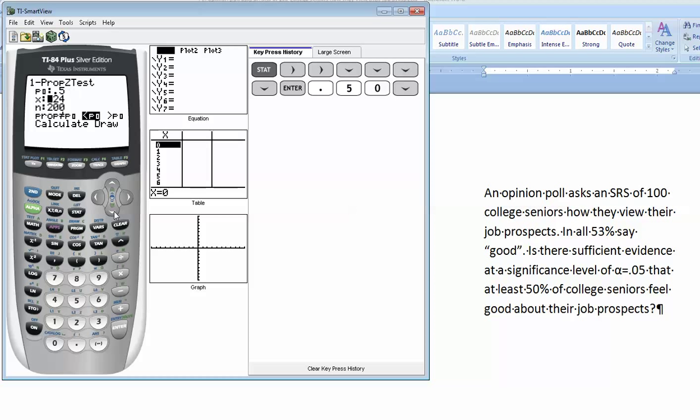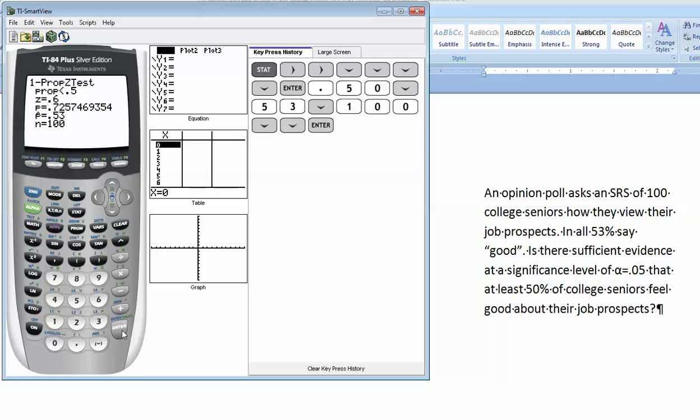x, when we go down there, is how many of what we call successes we had. 53 out of 100 said good. So those are what we call, in this case, our successes. We'll arrow down to n. We had 100 people. And again, we talked about it. We are doing a left-sided test because our alternative is being less than 50%. And we will calculate.